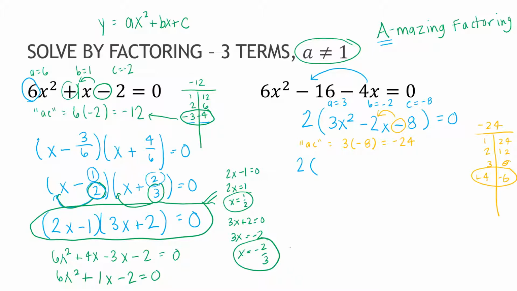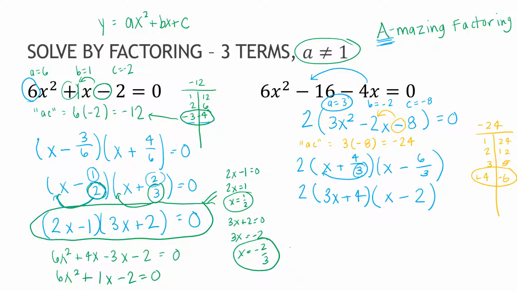don't lose it, x plus 4 divided by a, and then x minus 6 divided by a. So remember, a is 3, so I'm always dividing by a because it's amazing factoring. For my first one, 4/3 doesn't reduce, so I'm popping the 3 out front, 3x plus 4. And for my second one, 6/3 actually does reduce to 2, so I'm just going to leave it as x minus 2.